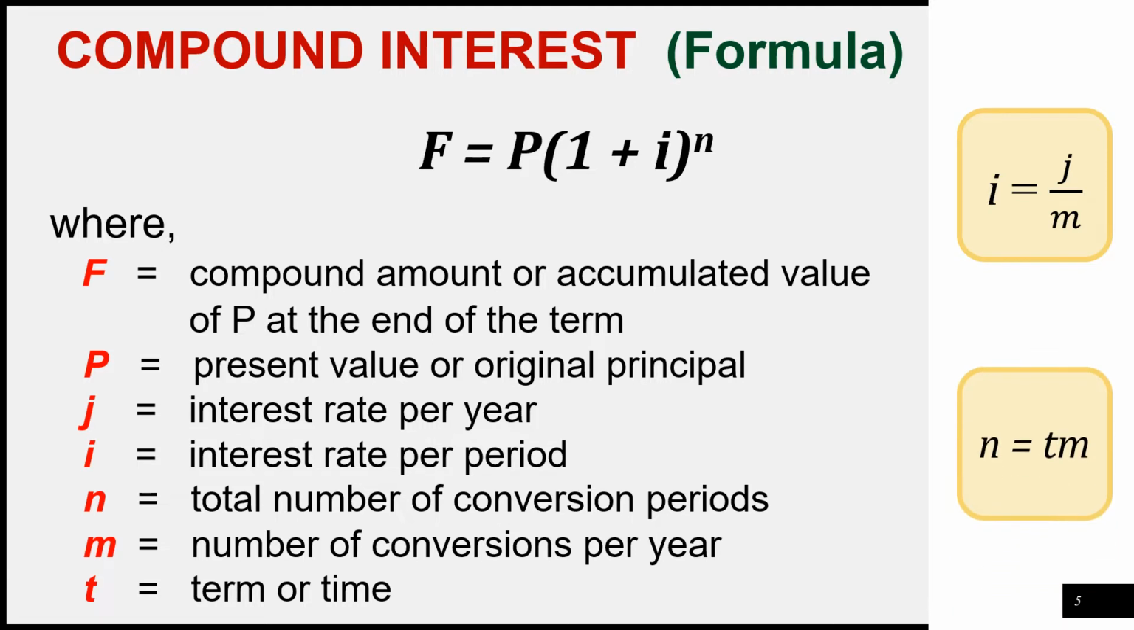we have this formula: n is equal to t times m, where n is the total number of conversion periods, which can be determined by multiplying the values of t, or the term or time, and m, which is the number of conversions per year.